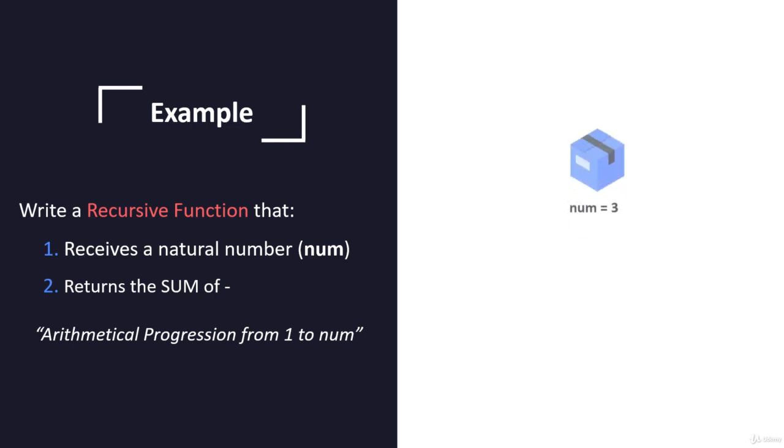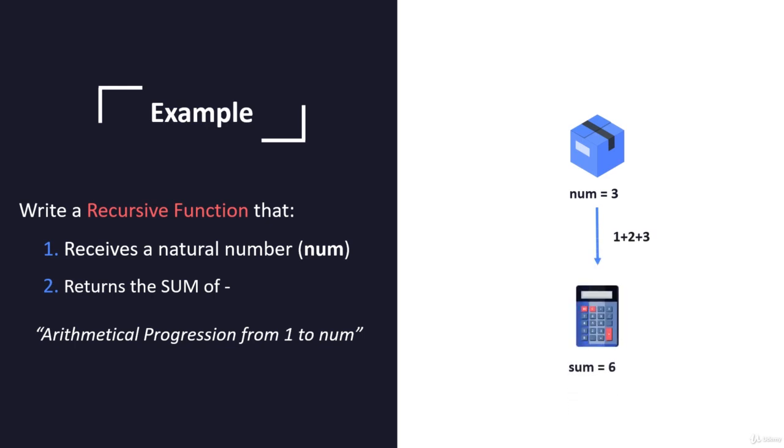So for example, if we received num equals 3, then our recursive function should return the sum of 1 plus 2 plus 3, which is a total of 6. And if we received num equals 5, then our recursive function should return the sum of 1 plus 2 plus 3 plus 4 plus 5, which is a total of 15. So as we can see, the sum of all the numbers from 1 up to num, for all the natural numbers from 1 to num.